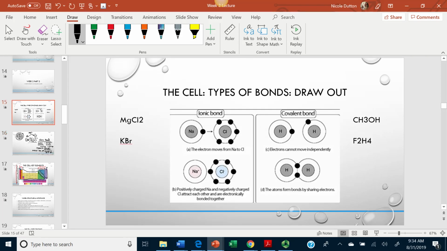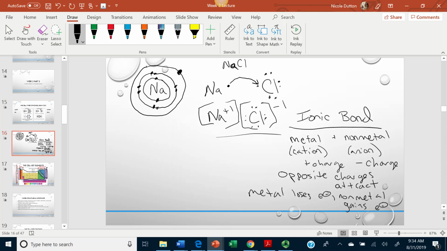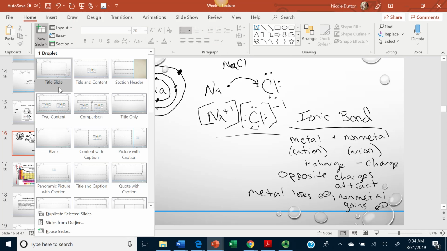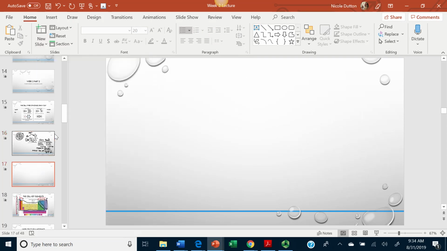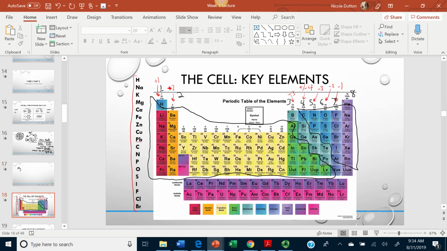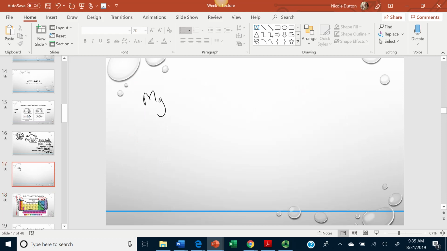So magnesium is a metal, chlorine is a nonmetal, so this would be another example of an ionic bond. If we draw out what this one would look like, we have magnesium. If we go to our periodic table here, magnesium is in this row here. So magnesium has 2 valence electrons.